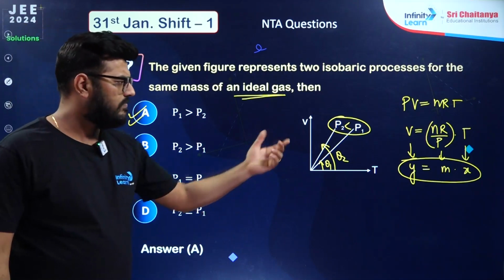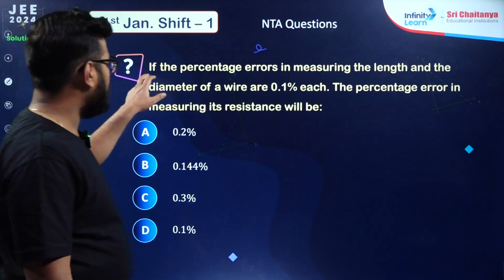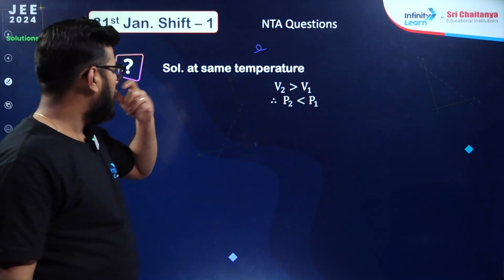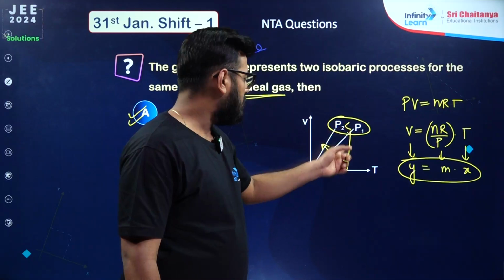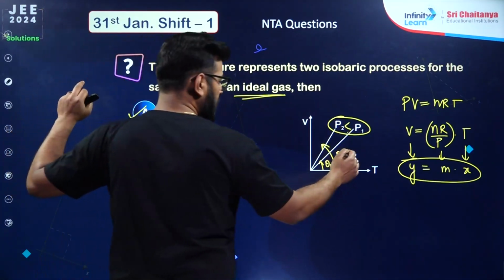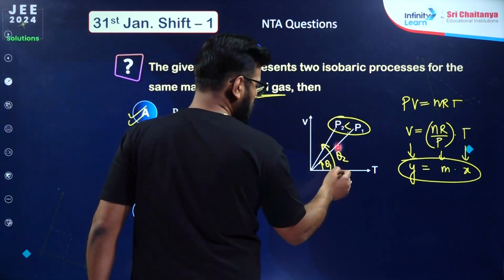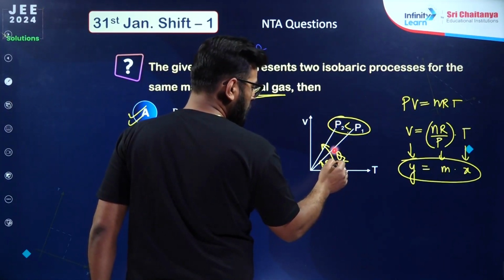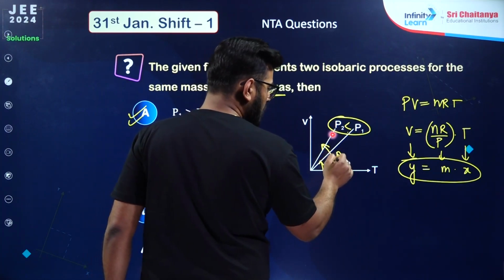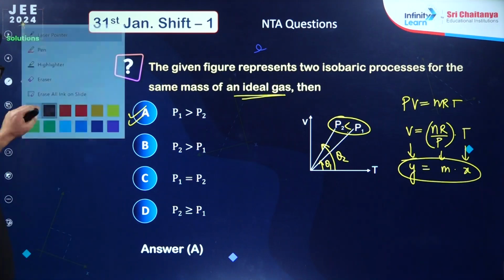I hope this is simple. Okay. You just need to compare this with y is equal to mx. And this is also an approach, right? For at same temperature, at any temperature, if you check over here, what you will see over here, let's check for any temperature. That means the pressure over here. Let's check for this pressure. So this is volume V1 and this is volume V2. So for the same pressure, V2 is more, so P2 will be less, and V1 is less, so P1 will be more. This is also an approach which you can use.